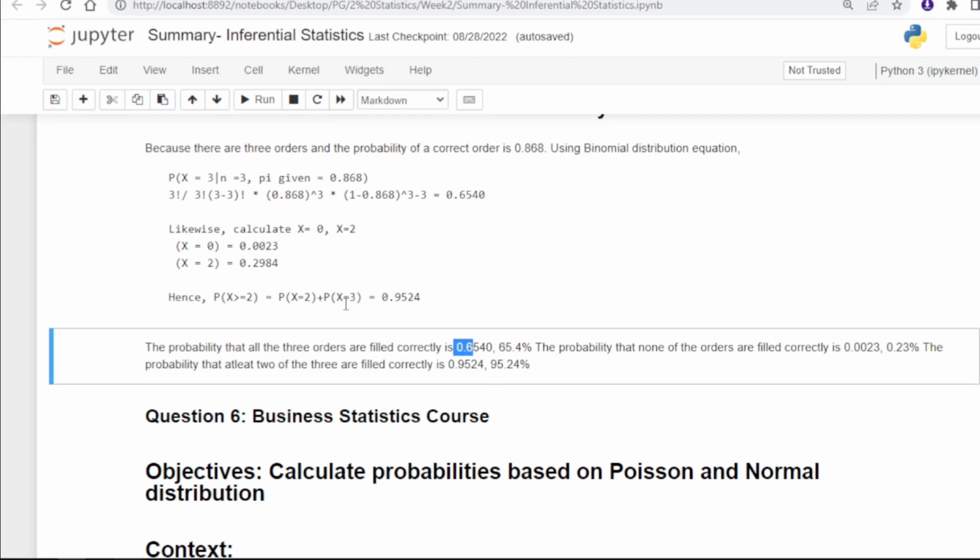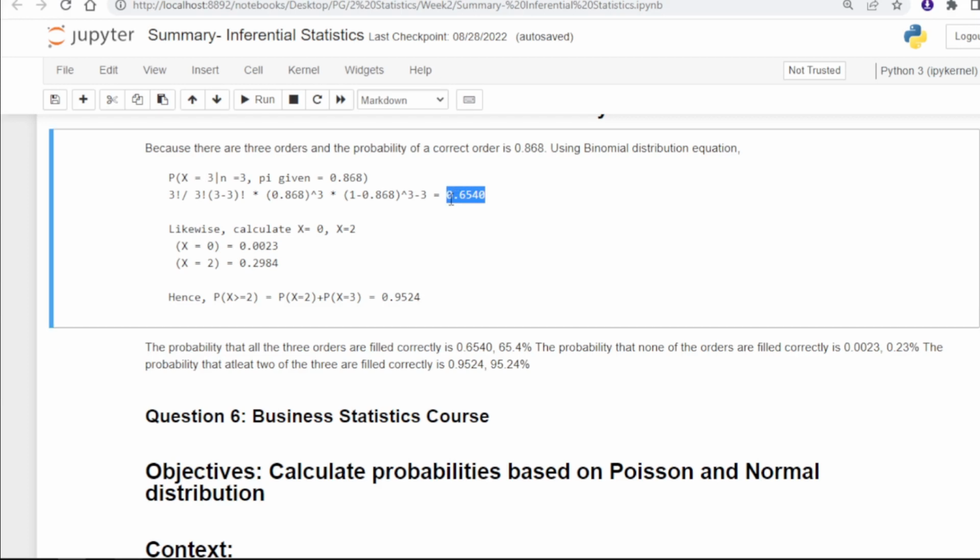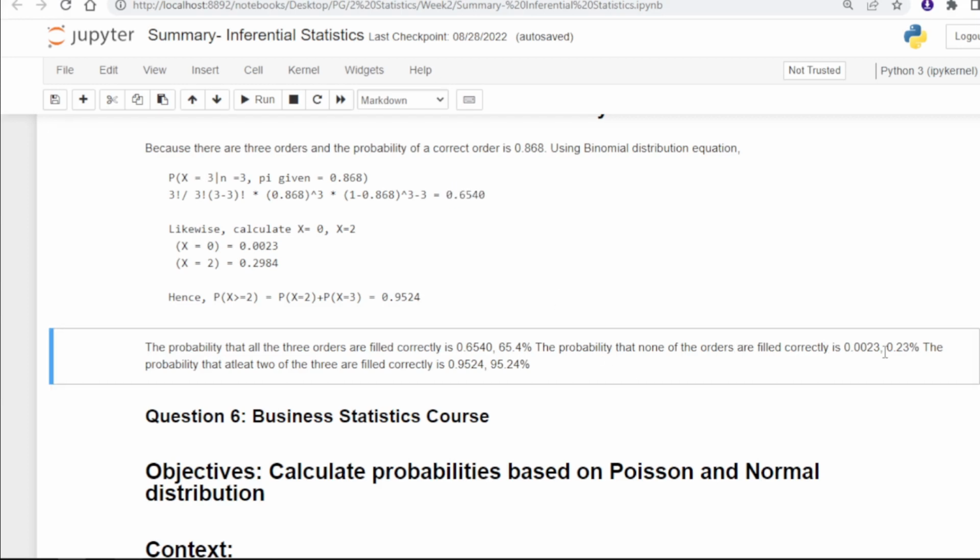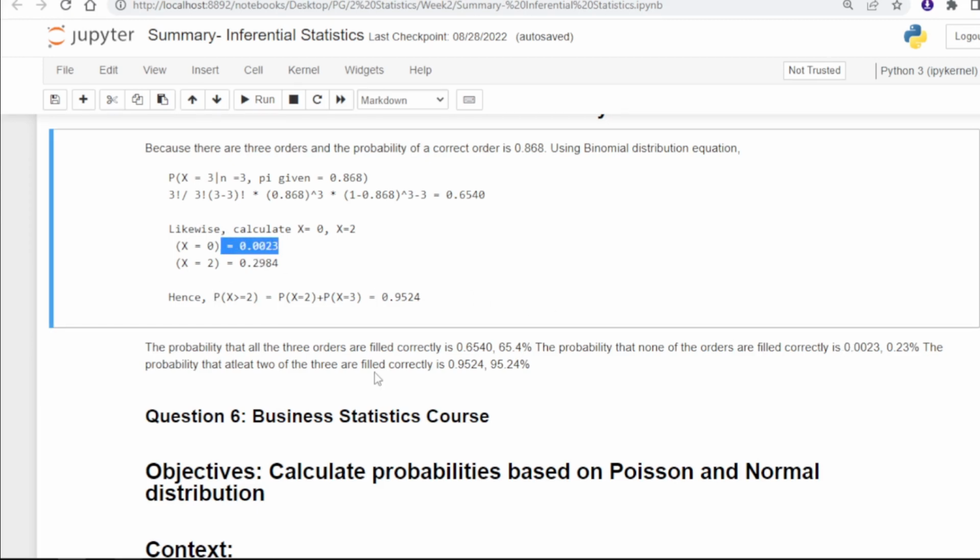Okay, so this is the value, and the probability that none of the orders are filled correctly is 0.023, which is 2.3%, and the probability that at least two of the three are filled correctly is 95.24%, this one.